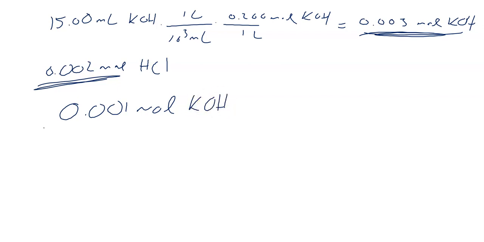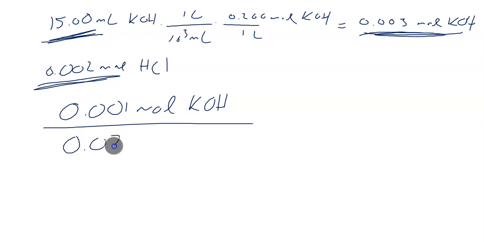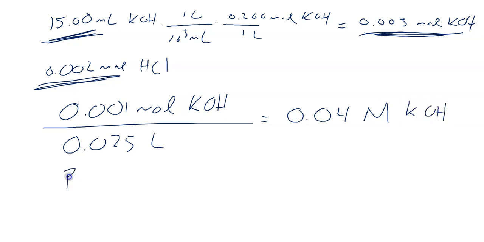And then you can convert this to a molarity by dividing by the total volume, which was 15 mLs of KOH added, and then the original 10. So it's 25 mLs or 0.025 liters. When you calculate this concentration, you get 0.04. And that's the molarity of the KOH. I like to just take this from here and calculate the pOH because it's already in my calculator. So it's the negative log of 0.04. So the pOH ends up being 1.397.